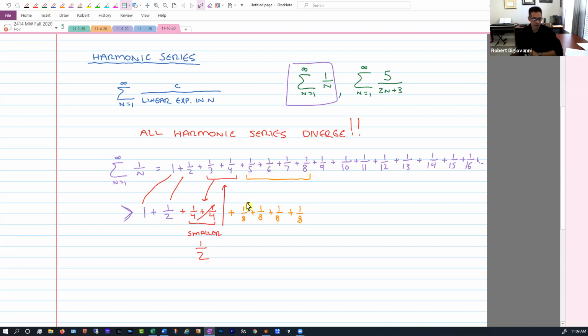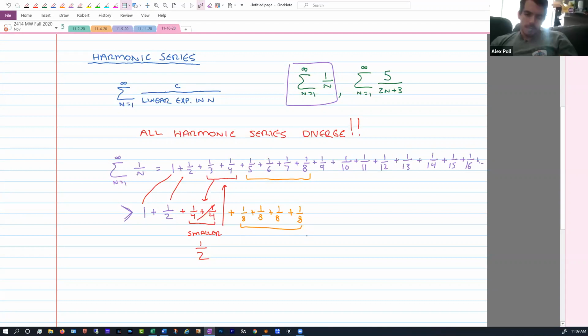Because the 1/5 is bigger than that, the 1/6 is bigger than that, the 1/7 is bigger than that, and the 1/8, well, those are the same, right? So these 4 added should be bigger than these 4 added, right? And so those 4 together is really what? 1/2. 1/2 again, right? 4/8, that's 1/2. Oops, that's 1/2 again, right?